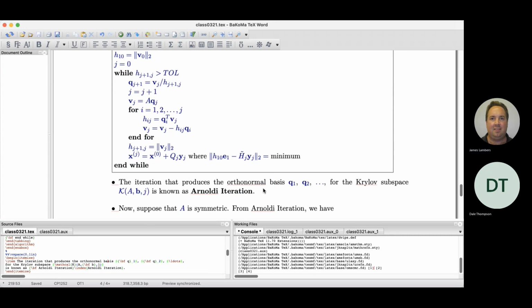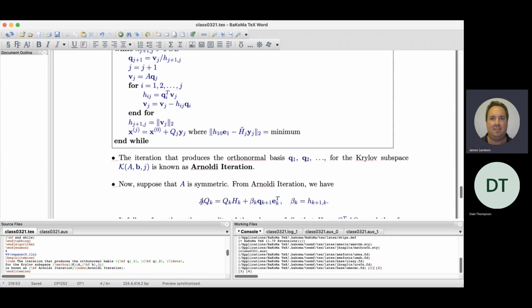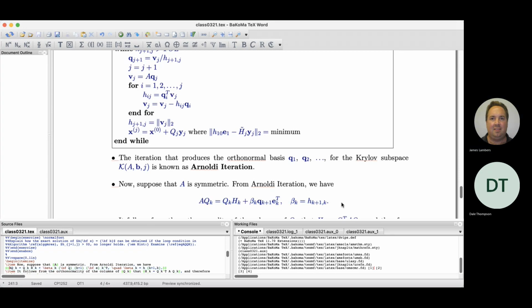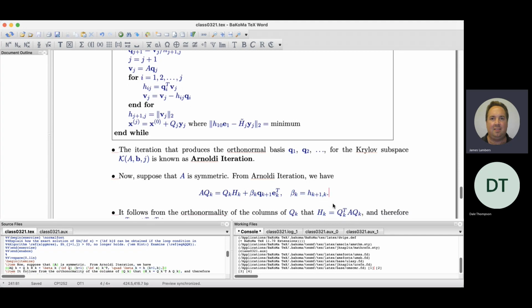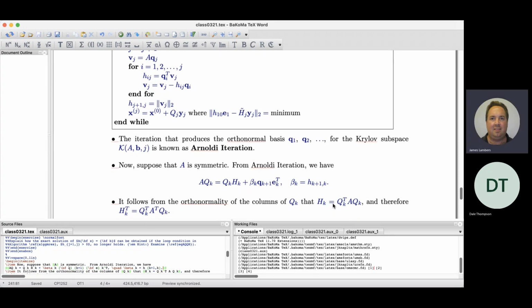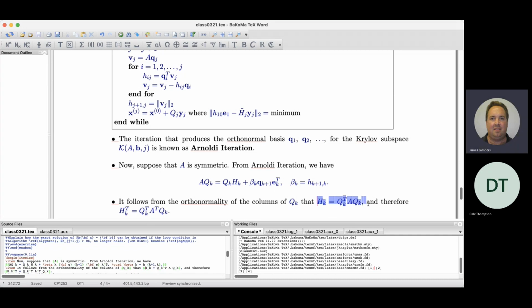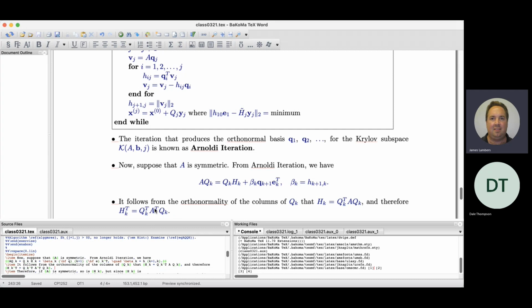Now, what if A is symmetric? This is the same relationship that was given earlier for Arnoldi, but the only difference is I've labeled this as beta k. That was previously labeled as hk plus 1k. Now, if I multiply both sides of this equation by qk transpose, then this term would just reduce to hk. This term would go away because capital QK has columns that are orthogonal to QK plus 1. So I end up with this. And I can also get that HK transpose is equal to this, same expression, except we have a transpose here.